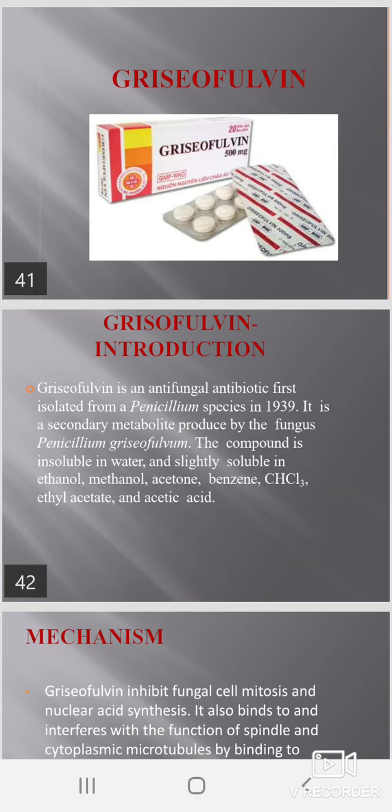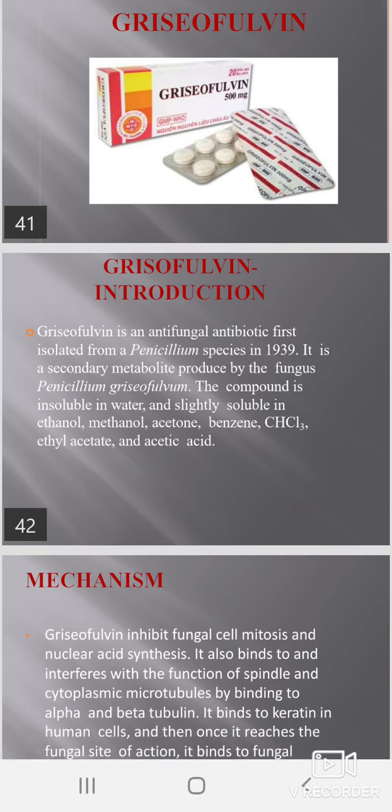First of all, Griseofulvin introduction. Griseofulvin is an antifungal antibiotic first isolated from a penicillium species in 1939. It is a secondary metabolite produced by the fungus Penicillium griseofulvum. The compound is insoluble in water and slightly soluble in ethanol, methanol, acetone, benzene, chloroform, ethyl acetate, and acetic acid.